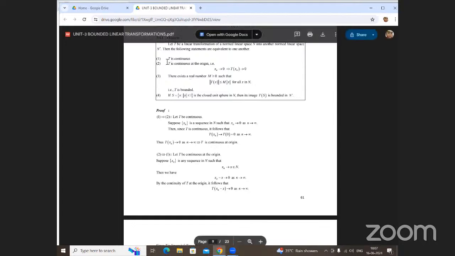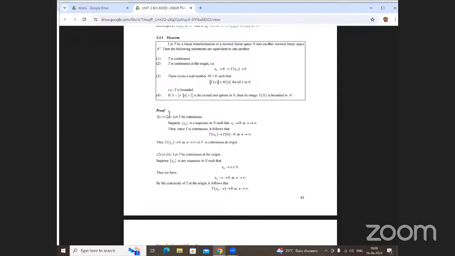Now here, 1 implies 2. What is the one? T is continuous. Suppose T is continuous. First of all, you have to take the continuous condition: xn converges to x and T of xn converges to T of x. That is the condition of continuity. Now, according to the continuity condition, it approaches the origin. That is the second condition. So 1 implies 2. That is the first proof.